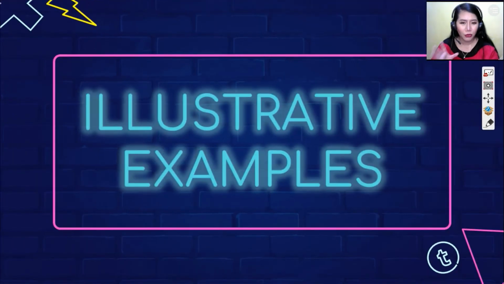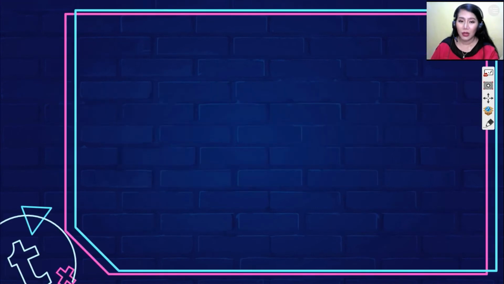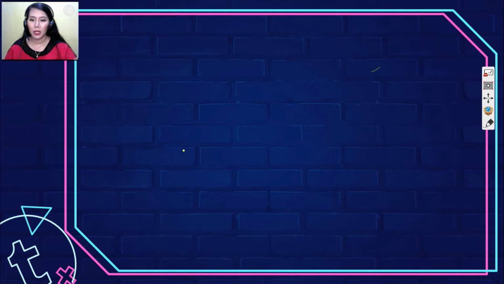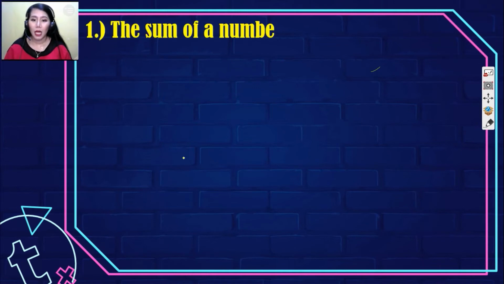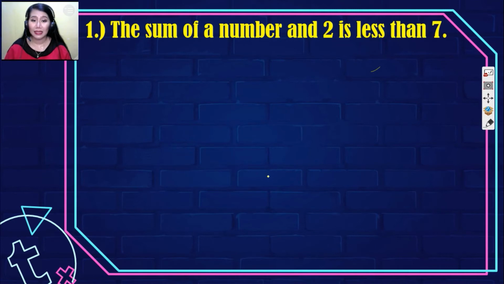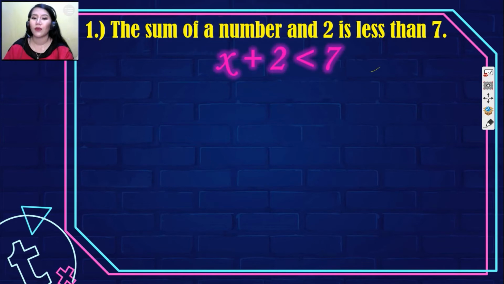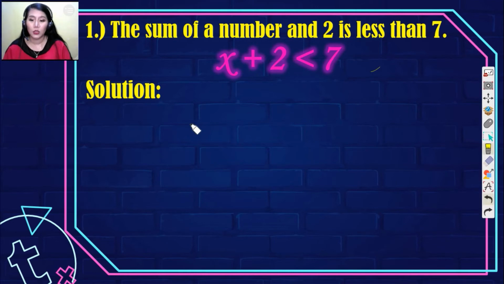Now, to understand better this lesson, part 1, let me have the following illustrative examples. Okay, so number 1, the sum of a number and 2 is less than 7. So if we're going to translate this into its inequality, we're going to have yan. And to show our solution, let me write it for you. So first, we copy x plus 2 is less than 7.